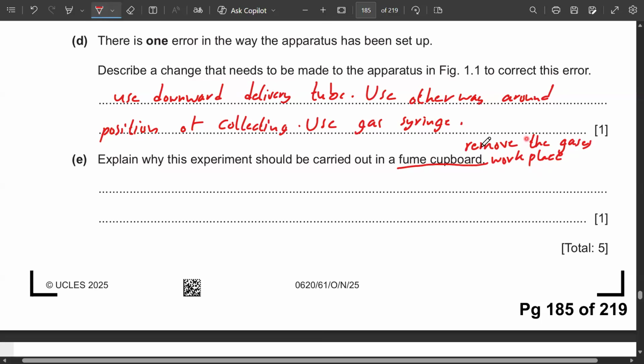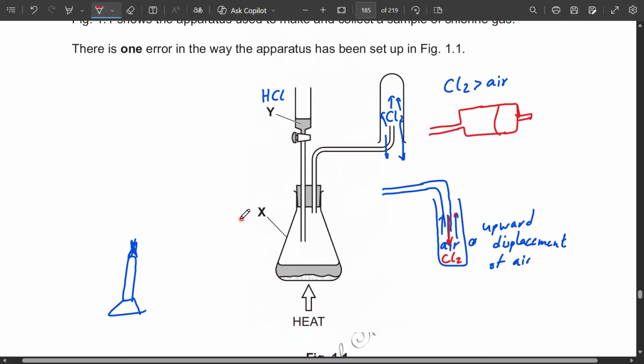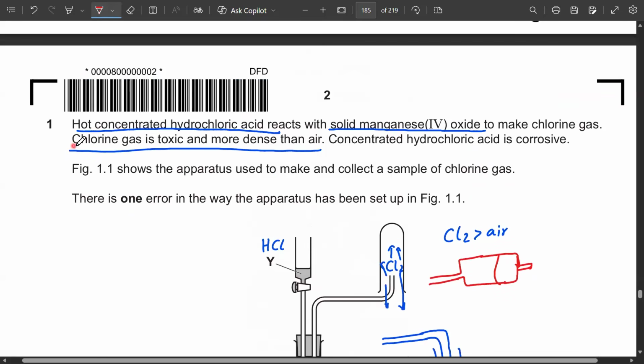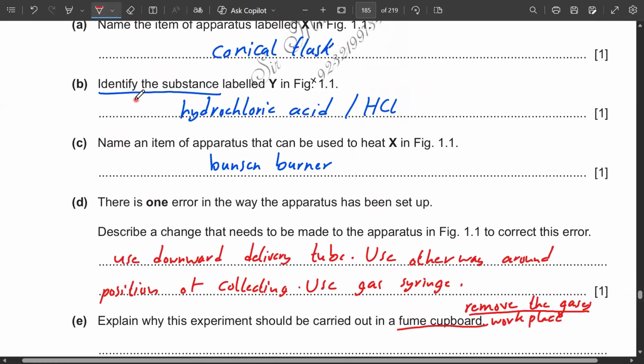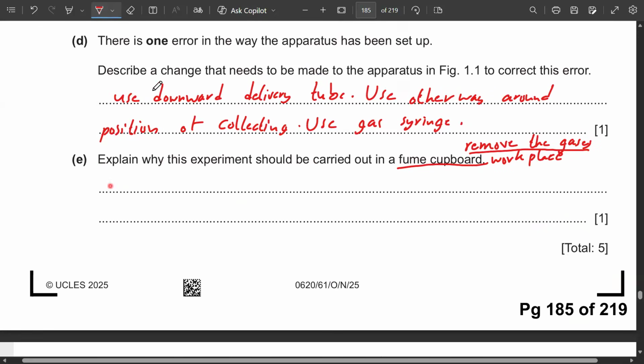And why do we need to remove the gases? Because there can be some toxic gases, some unpleasant gases that might harm you. So in this case, we should know that it is said in the statement of the experiment, chlorine gas is toxic. So it will be problematic for the person doing the experiment. That's why we will use a fume cupboard. So we say chlorine gas is toxic.